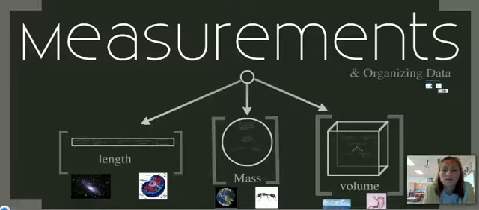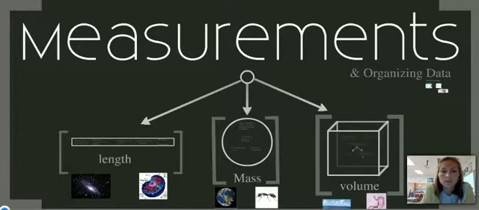Hey guys, this is Miss Carlson, and I'm going to go over with you your Chapter 1.3 and 1.4 measurements and organizing data notes. So please make sure you have your paper either set up for taking good Cornell notes or you have a Cornell note template. And let's go ahead and get started.